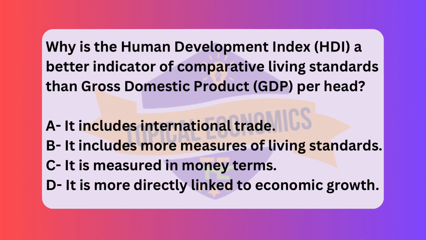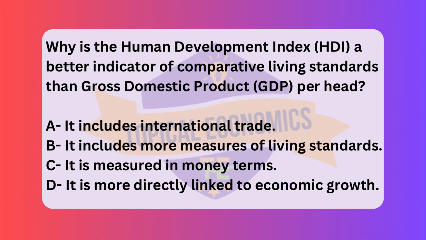The Human Development Index, HDI, is considered a better indicator of comparative living standards than gross domestic product, GDP, per head because it goes beyond just economic output, GDP, to include other key factors that affect people's well-being. Specifically, the HDI incorporates not only income, measured by GNI per capita, but also other dimensions like health, life expectancy, and education, mean years of schooling and expected years of schooling. This provides a broader and more comprehensive picture of living standards, which includes not only economic wealth but also social and health outcomes. When we look at option B, it is correct because the HDI includes 3 key dimensions.